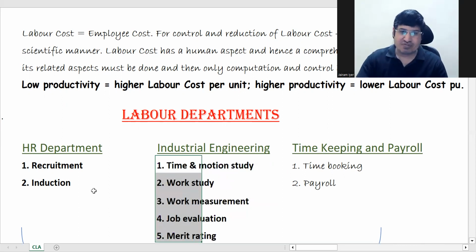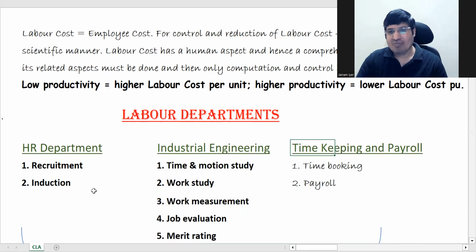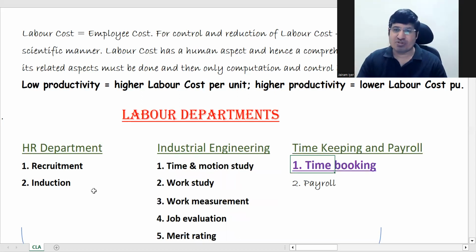Then next is timekeeping and payroll. Now these are groups of departments. As I told earlier, timekeeping mostly is a separate department. Payroll is a separate department. Timekeeping does the work of time booking. Time booking means finding out how much time each worker has spent in different jobs. That is called as time booking. And next is payroll. The payroll is a function of payroll department basically, not of timekeeping. So here it has just been grouped together so that you get an initial idea.